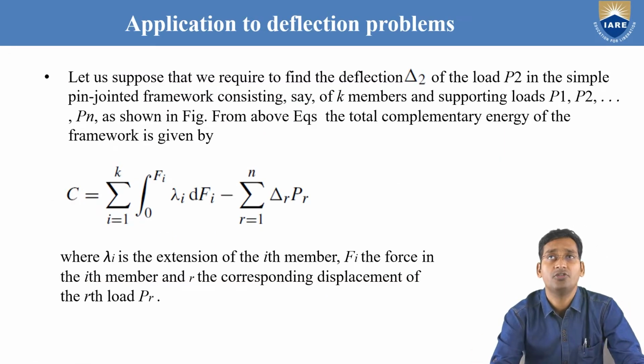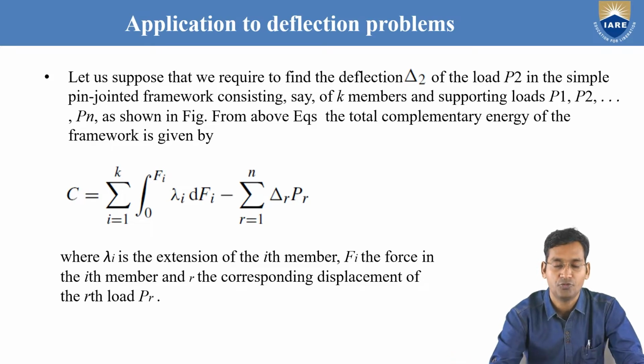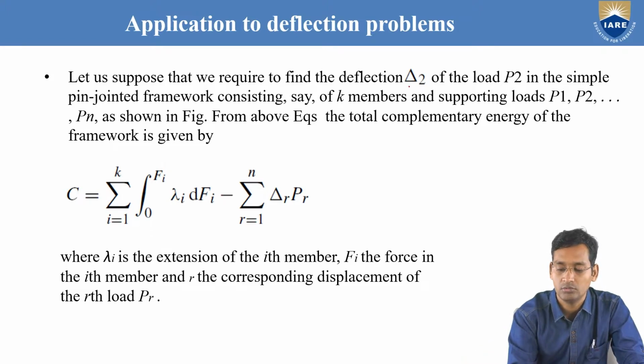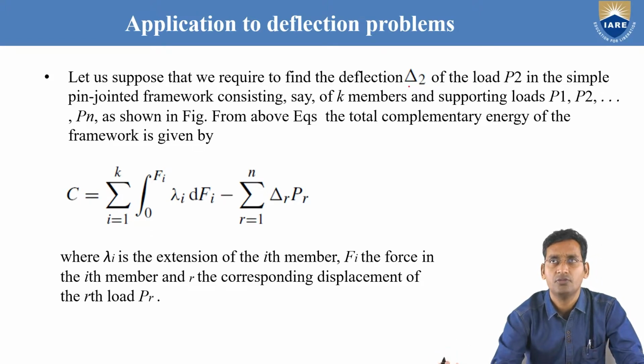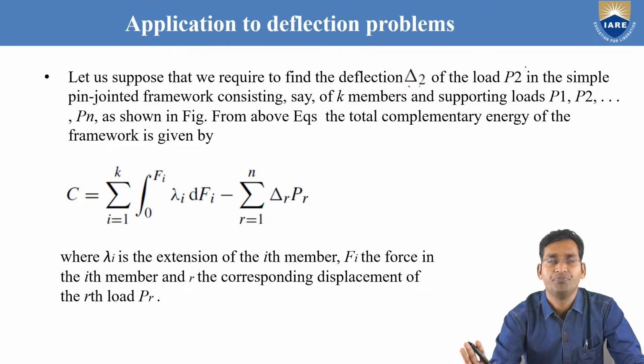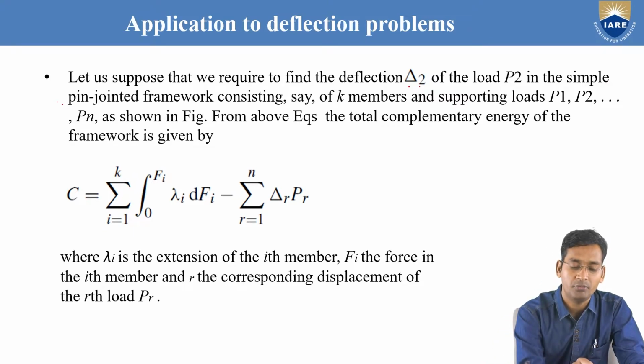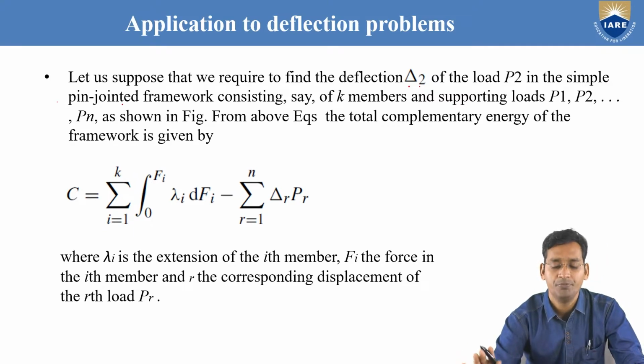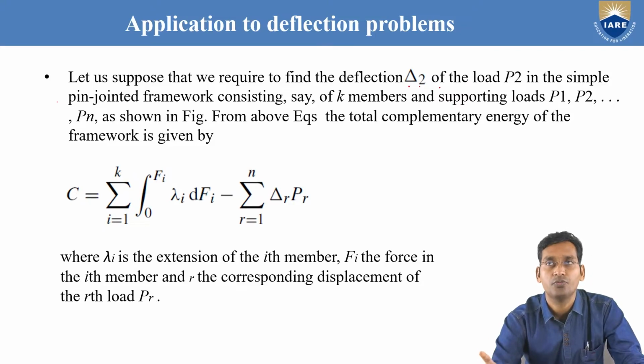Now, application to the deflection problem: how we can use this to find the deflection. Let us suppose that we require to find the deflection delta 2, right? Delta 1 you can also take, but normally delta 2, then the corresponding load will be P2. If you take deflection delta 1, then the corresponding load is P1, in a simple pin jointed framework. So for that we have to find delta 2 with the corresponding load P2.